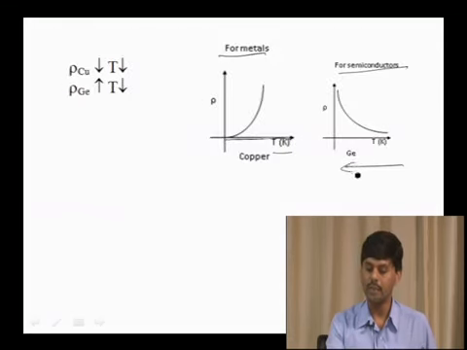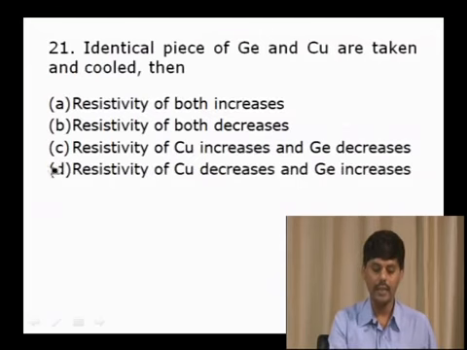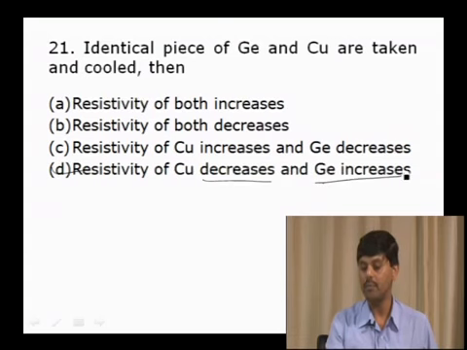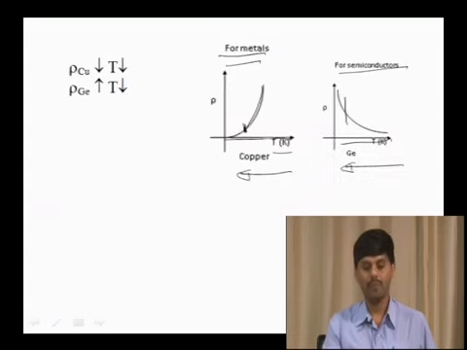If you reduce the temperature like this, in this case resistivity decreases, and in this case resistivity increases. For metal it decreases, for semiconductor it increases. Therefore, the correct option is D. Resistivity of copper decreases and for germanium it increases.